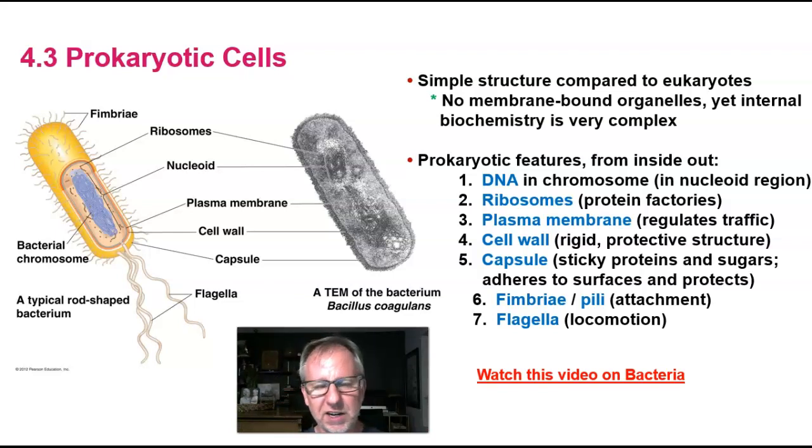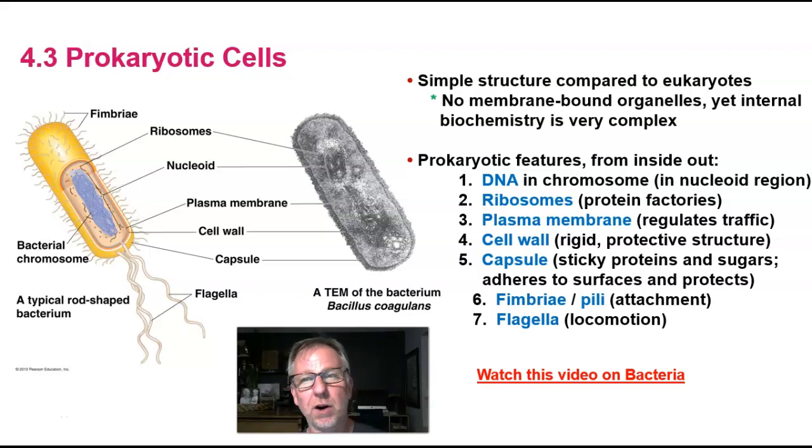So prokaryotic cells include bacteria and archaea. Karyotic means nucleus, and pro means before. So to describe a cell as prokaryotic is to say it doesn't have a nucleus, no nucleus. There's DNA in there, but the DNA is not enclosed inside of a membrane. That makes a nucleus. Only eukaryotic cells have a nucleus. So that's what prokaryotic refers to.